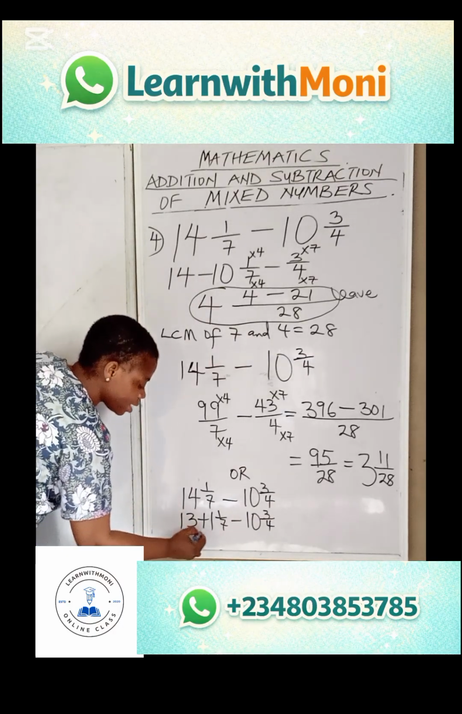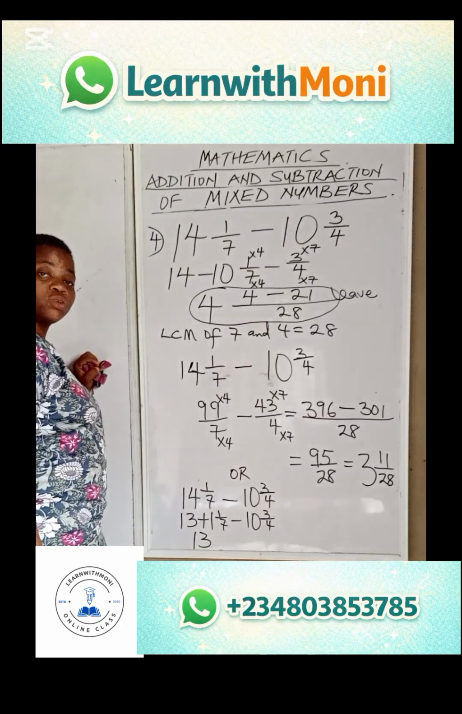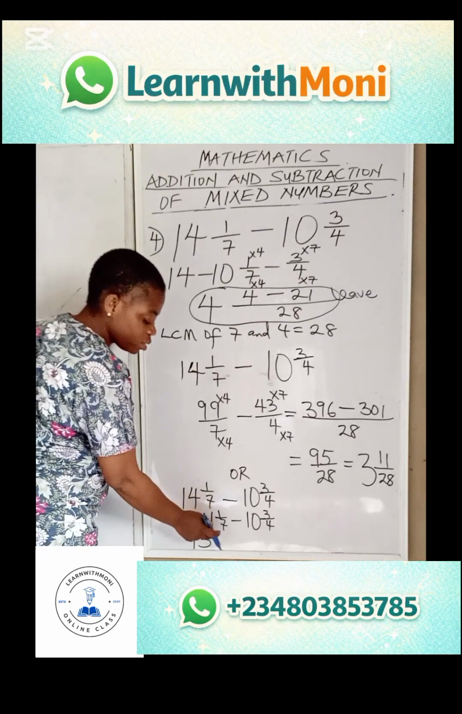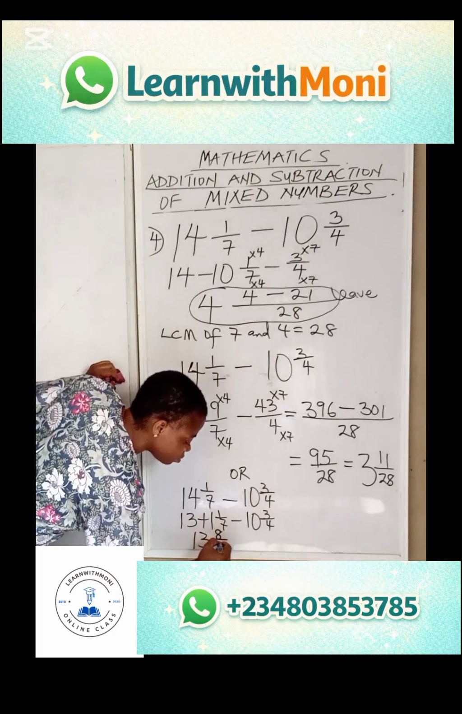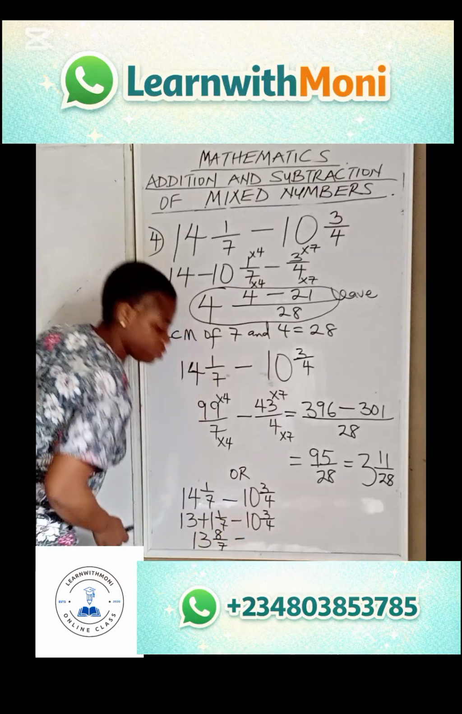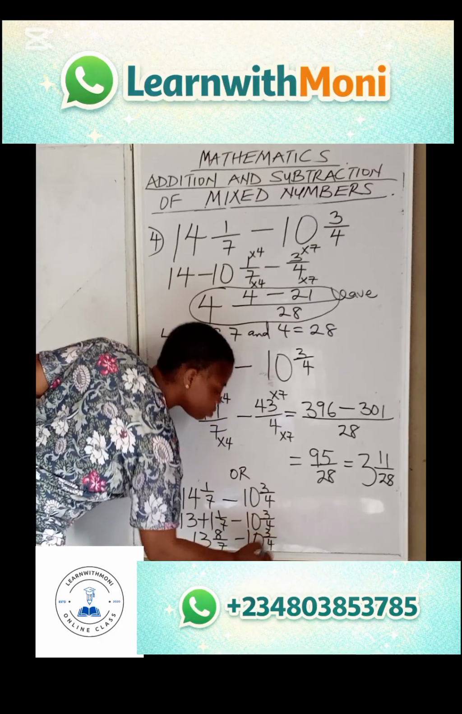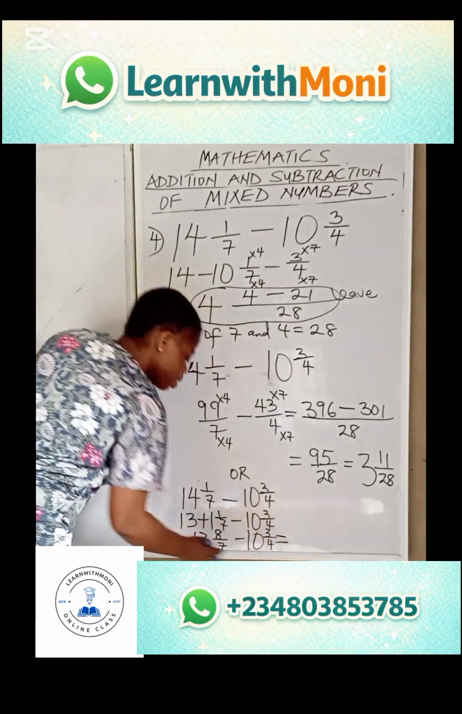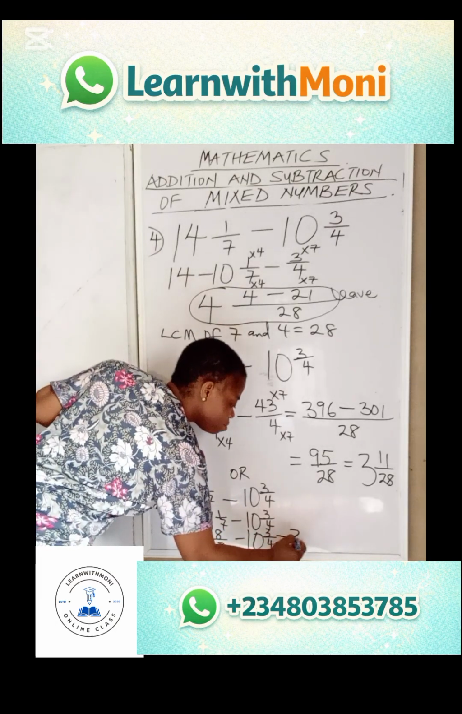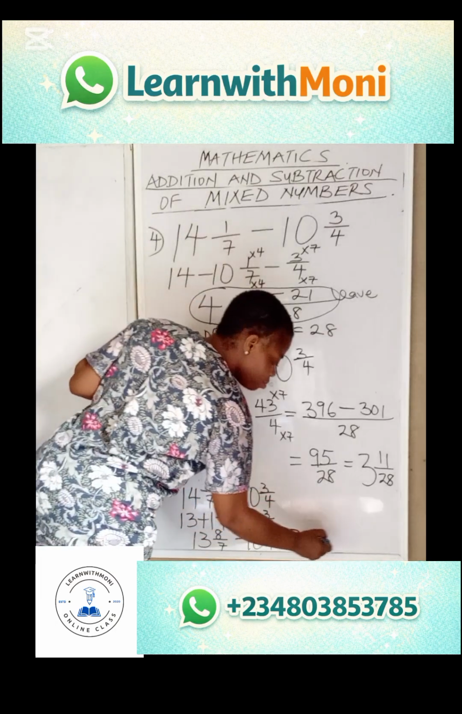This is still my 13. I will convert my one whole number 1 over 7 to an improper fraction. 1 times 7, 7. 7 plus 1, 8. That is 8 over 7 minus 10 wholes 3 over 4. Subtracting the whole numbers now, I have 13 minus 10. That is 3.